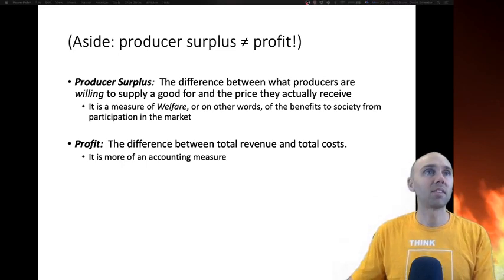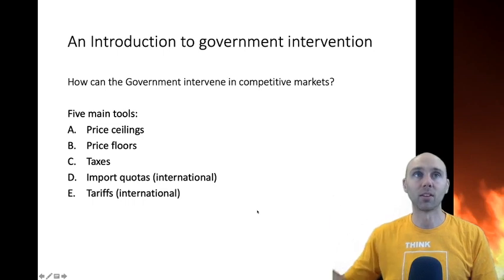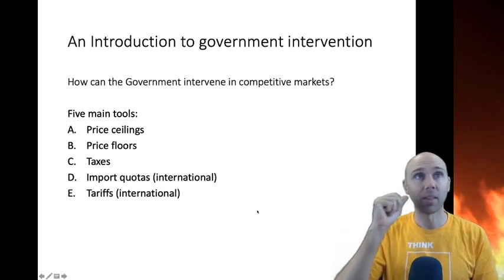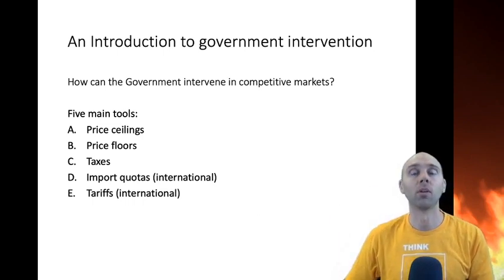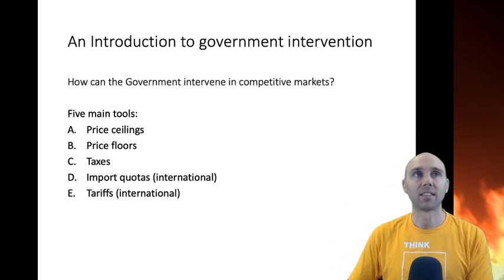So how can governments intervene in the market? Well, there are 5 main tools that they can use, although some of them are quite similar in fact, but we'll mention these 5 separately and do our examples accordingly. They are price ceilings, price floors, taxes, import quotas, and tariffs.